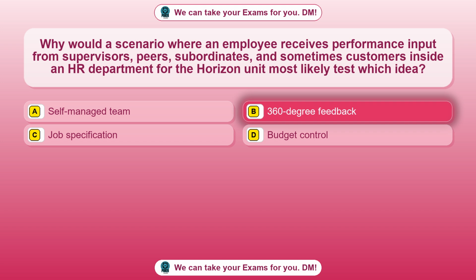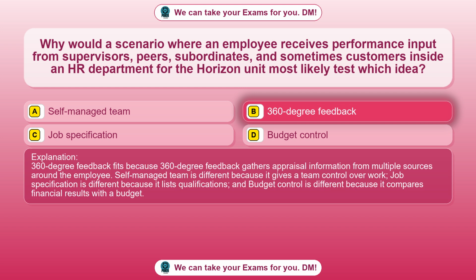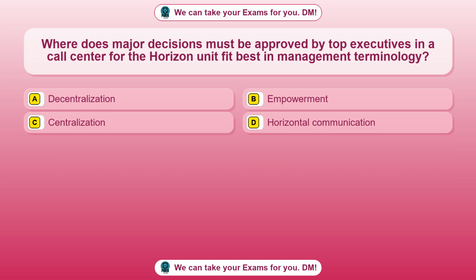The correct answer is option B, 360-degree feedback. 360-degree feedback fits because 360-degree feedback gathers appraisal information from multiple sources around the employee. Self-managed team is different because it gives a team control over work. Job specification is different because it lists qualifications, and budget control is different because it compares financial results with a budget.